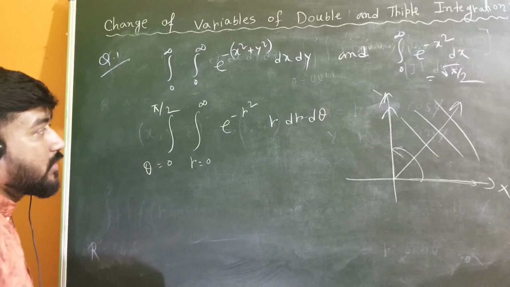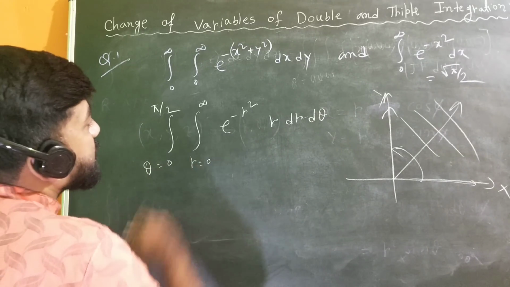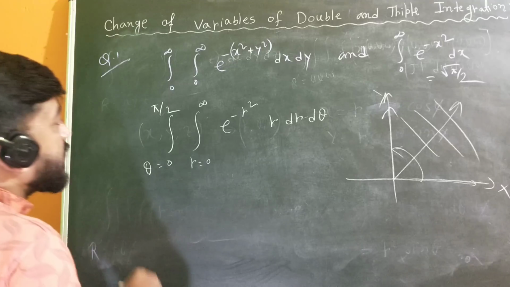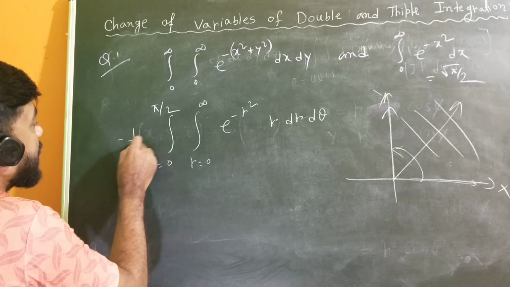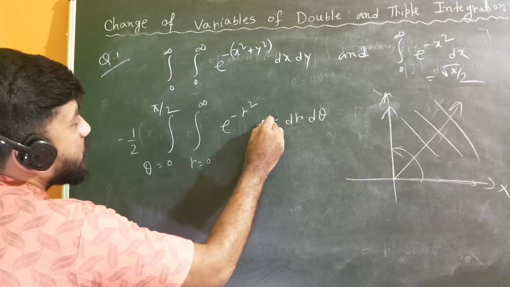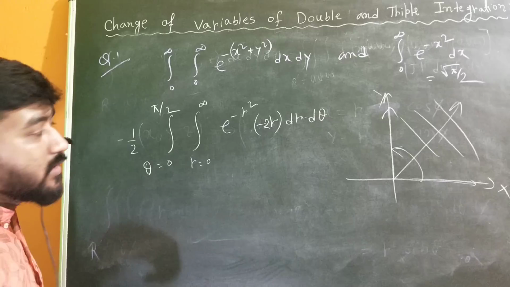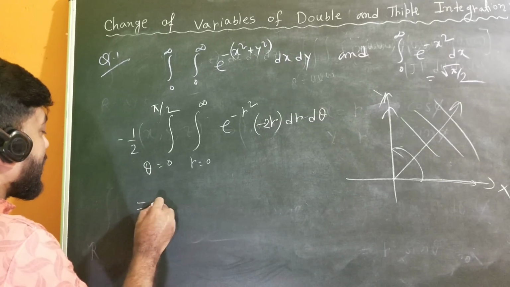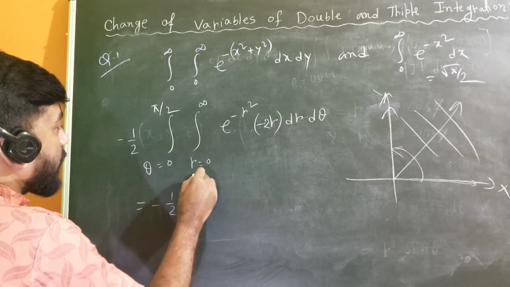0 to pi by 2. So now we have to solve this integration. And what will be e to the power minus r square into r? So if we take minus half here and if you give minus 2 here, this will be the differentiation of r square. So you can write this integration like this, minus half into integration 0 to pi by 2.